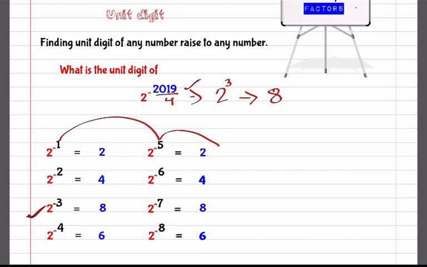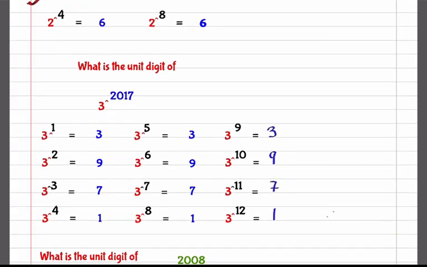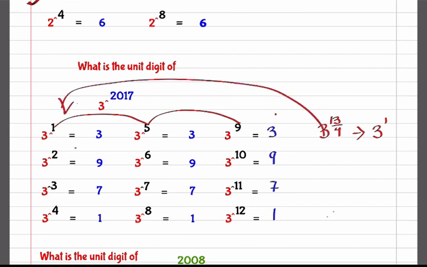So similarly, your 3 has a cyclicity of what? 4. After every 4 power, the unit digit gets repeated. So if I ask you what is 3 raised to 13, what will you do? You will divide this by 4. So what is the remainder that is coming out to be? 4 3s are 12. Remainder is 1, which means 3 raised to 13 is similar to 3 raised to 1. And 3 raised to 1 ends in a 3. So 3 raised to 13 will also end in a 3.